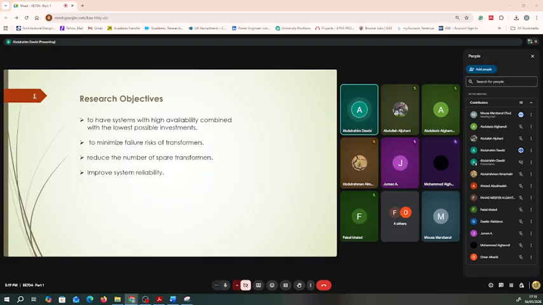The research objectives: the first one is to have systems with a high availability combined with the lowest possible investments. The second research objective is to minimize failure risks of transformers, and then the third, reduce the number of spare transformers and improve system reliability.